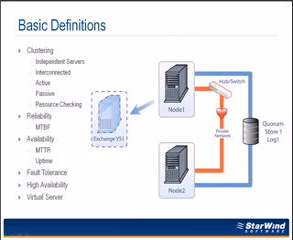Let's just jump into some of the basic definitions here. In clustering, we have what we call a group of independent servers that are interconnected. We generally have an active node and a passive node. And the cluster service provides what we call resource checking. So let's talk about those for a minute here. Independent servers, I think that's pretty clear.